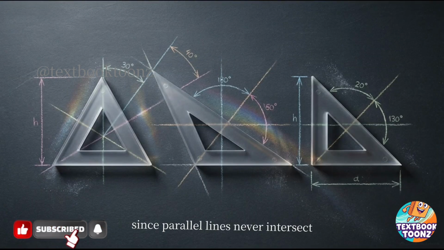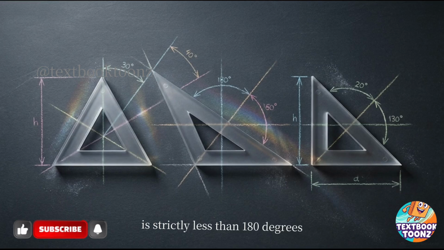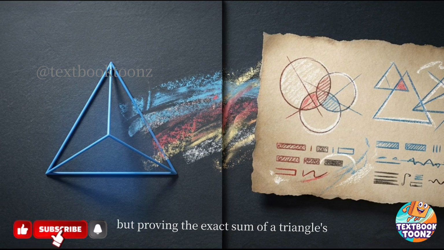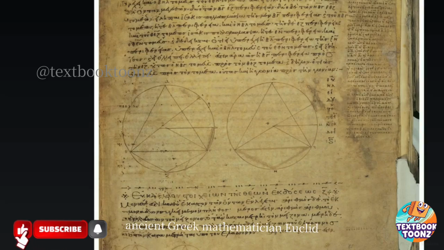Since parallel lines never intersect, a triangle exists only if the sum of any 2 angles is strictly less than 180 degrees. We can calculate these limits, but proving the exact sum of a triangle's interior angles without measuring them requires a different approach. Ancient Greek mathematician Euclid solved this using the logic of parallel lines.